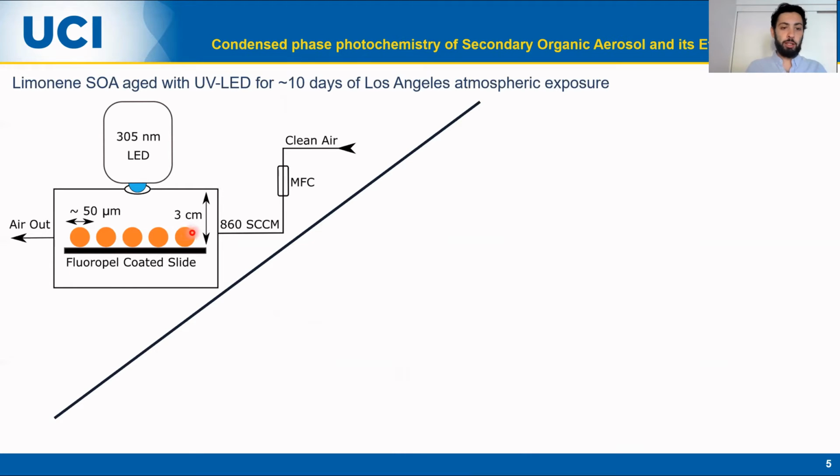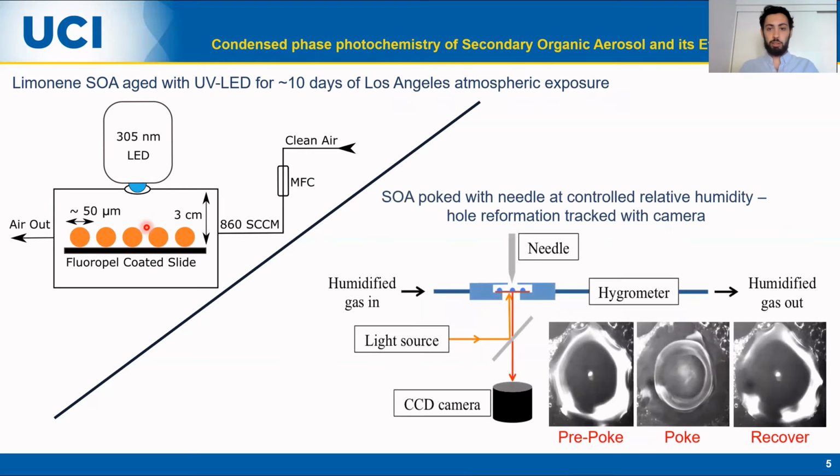So we take that same slide that we collected on with these aggregated superparticles, and we put it into a chamber here with some clean air flowing through it. We have a 305 nanometer LED sitting on top of it, and it irradiates the particles right on top. We do this for about 10 days of Los Angeles atmospheric exposure. We do the same thing, put it in the same chamber just without an LED, and that's our control or unaged sample. We did this and sent these samples off to Alan Bertram's lab.